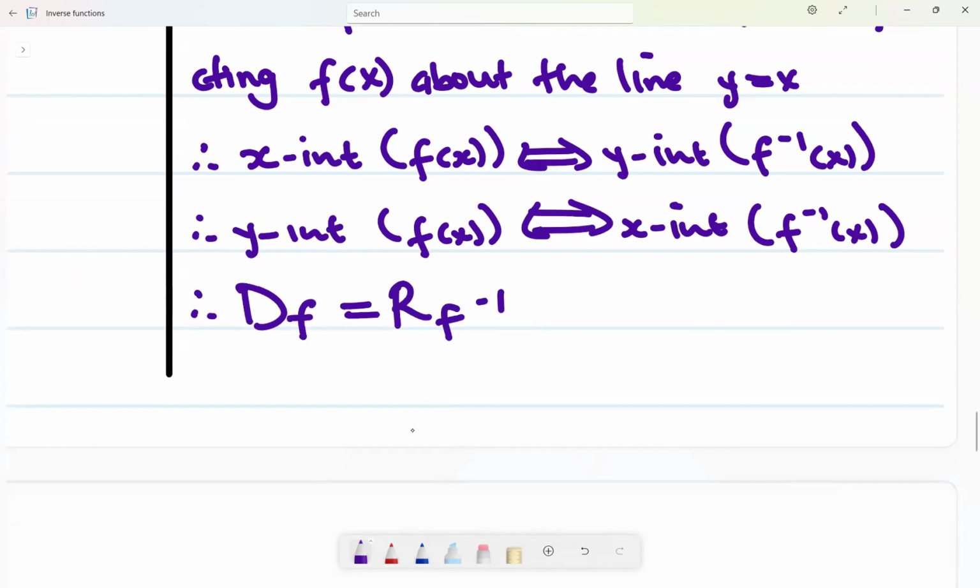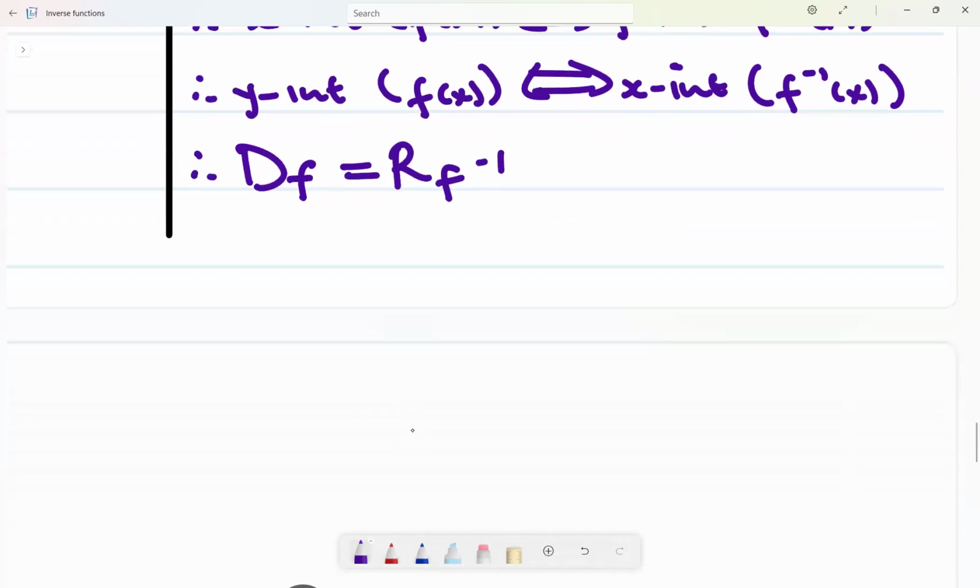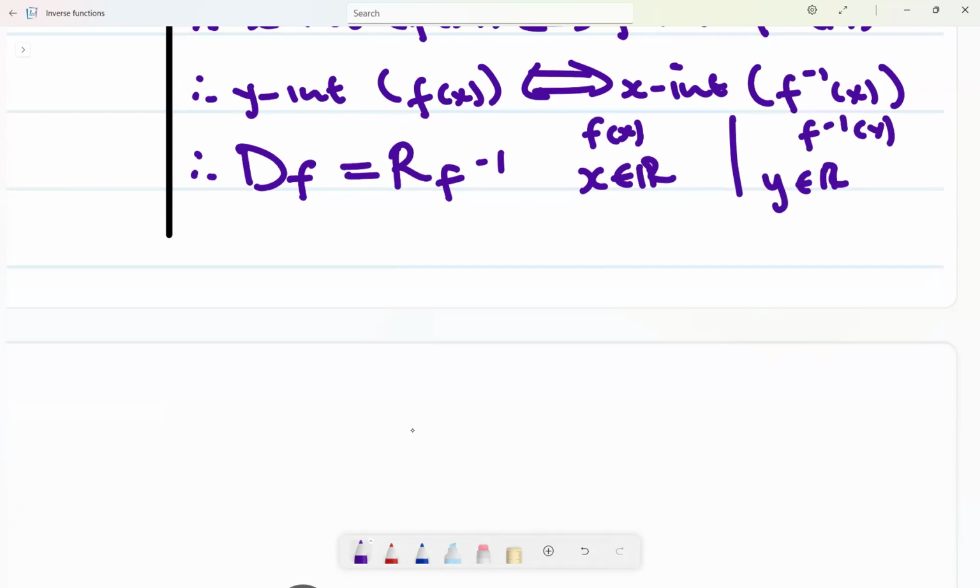What are you saying? Indeed, I'm saying that the domain of the function is the range of the inverse. Meaning if I have x as an element of real numbers on my original function, then on my inverse it's going to be y as an element of real numbers. Can you see now? It is no longer a domain, but it's a range.